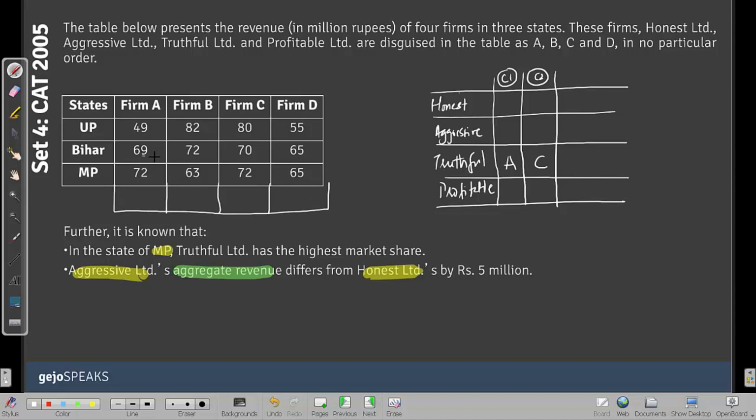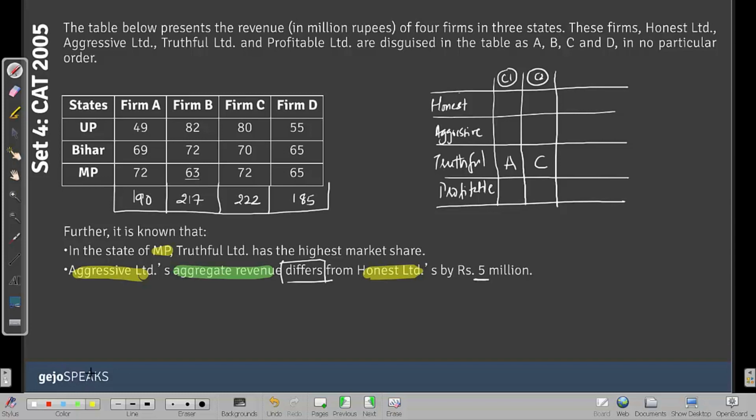So 72 plus 9 is 81, plus 60 is 141, plus 9 is 150, plus 40 is 190. In this case we have 63 plus 2 is 65, plus 70 is 135, plus 2 is 137, plus 80 is 217. 72 plus 70 is 142, plus 80 is 222. And 65 plus 5 is 70, plus 60 is 135, plus 50 is 185. Right. So we added those 3 things together, and it says differs by 5 million.